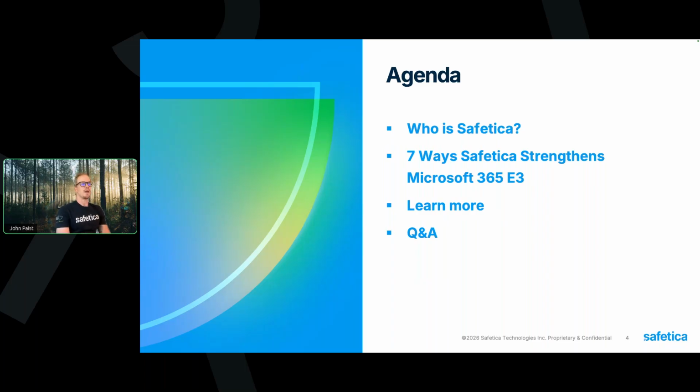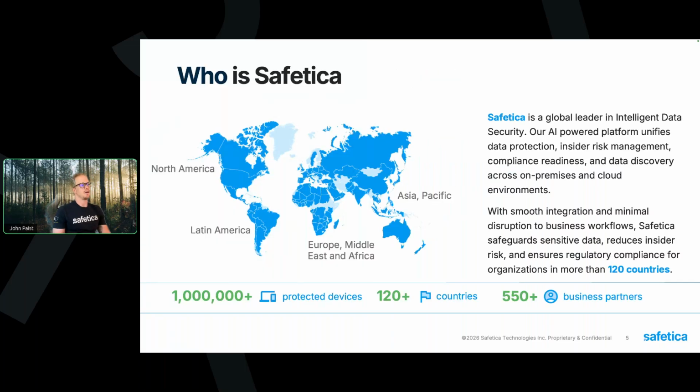We can get into who is Safetica if you are unfamiliar. Safetica is a global leader in intelligent data security. The company is originally from Europe, more specifically the Czech Republic, although over the past few years we have shifted our headquarters to San Jose, California, where we are now evolving the solution and the company very quickly, naturally utilizing AI in many different ways within our product, and that is ever expanding, also to assist with data security, amongst many other things.